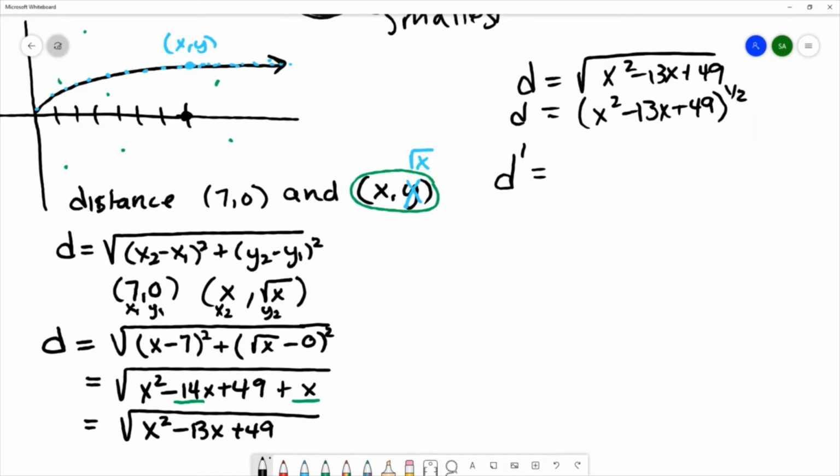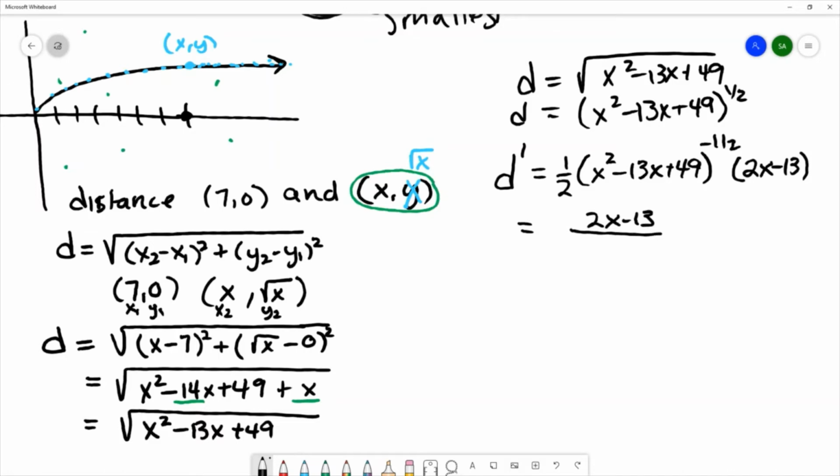So the derivative of (x squared minus 13x plus 49) to the 1/2 power would be 1/2 (x squared minus 13x plus 49) to the negative 1/2. We're going to chain by multiplying by the derivative of the inside. So that's 2x minus 13. When we simplify this, we have (2x minus 13) over 2 square root of x squared minus 13x plus 49.